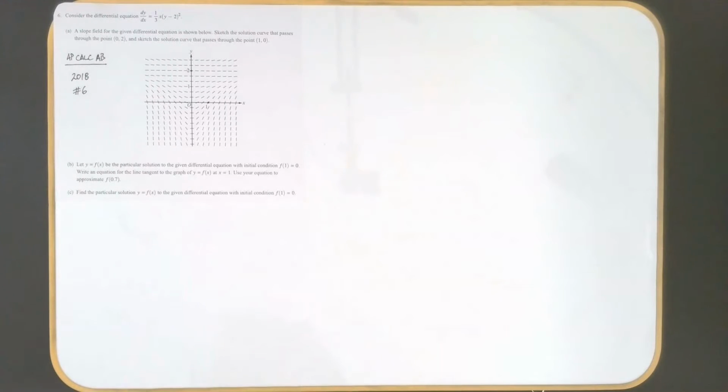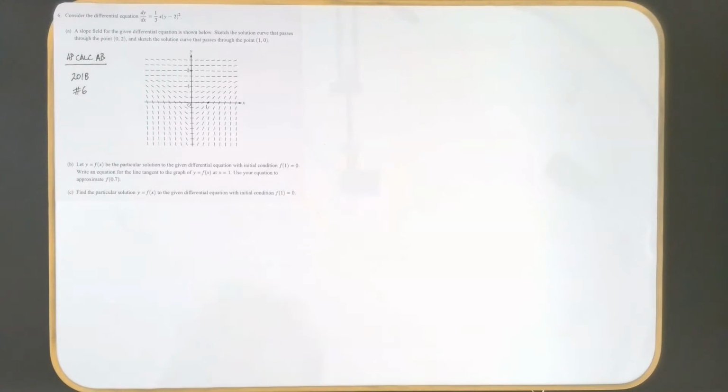Hey, Calc students, more FRQs, free responses from old AP exams. Today we're looking at question number 6 from the test from year 2018 on the AB exam. And right away what's jumping out at you is you have a slope field here, so pretty good likelihood this will be a differential equation question, and it is. So let's see what we have.